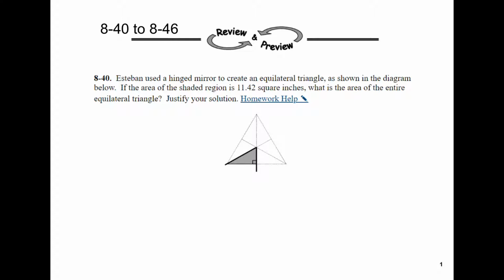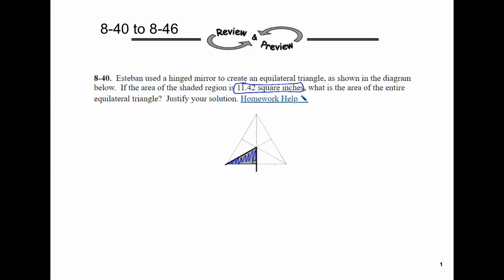8-40 says, Esteban used a hinge mirror to create an equilateral triangle as shown in the diagram below. If the area of the shaded region is 11.42 square inches, what is the area of the entire equilateral triangle?